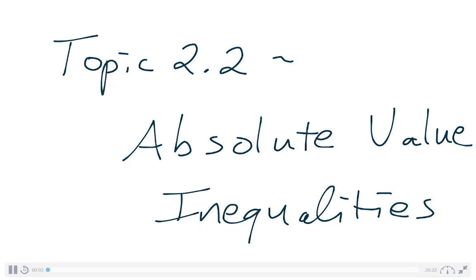All right, today we're going to talk about absolute value inequalities. Now, we know that an inequality is a greater than or less than statement, and of course absolute value is distance from zero. So what happens when we put both these ideas together? Yeah, we get a distance from zero that might be greater than or less than a certain value.